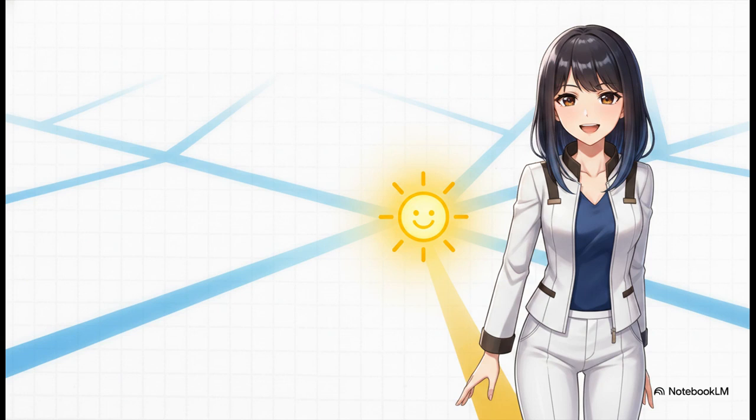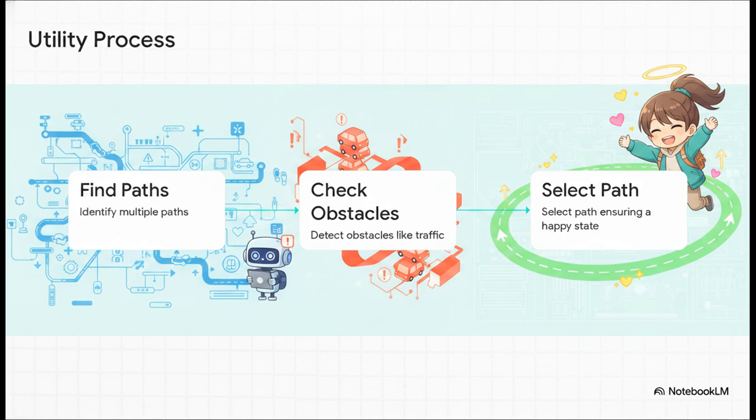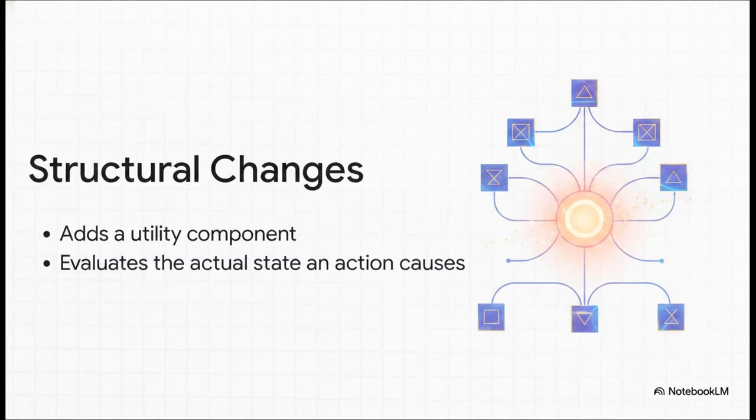Okay, let's level up to our final form for the test: the utility-based agent. These guys don't just blindly chase a goal. They actually calculate the happiest possible state. Like, if the shortest path has heavy traffic, it'll calculate a better alternative to arrive happy. Structurally, it just adds a utility component to evaluate the actual outcome of an action before moving.